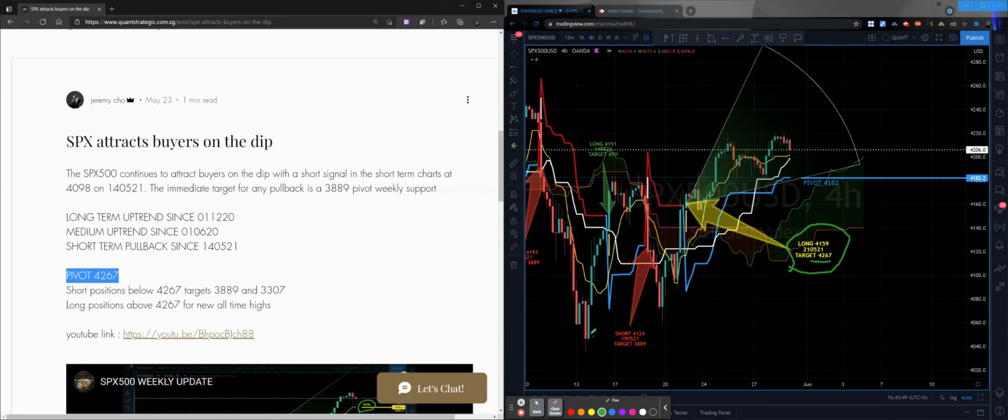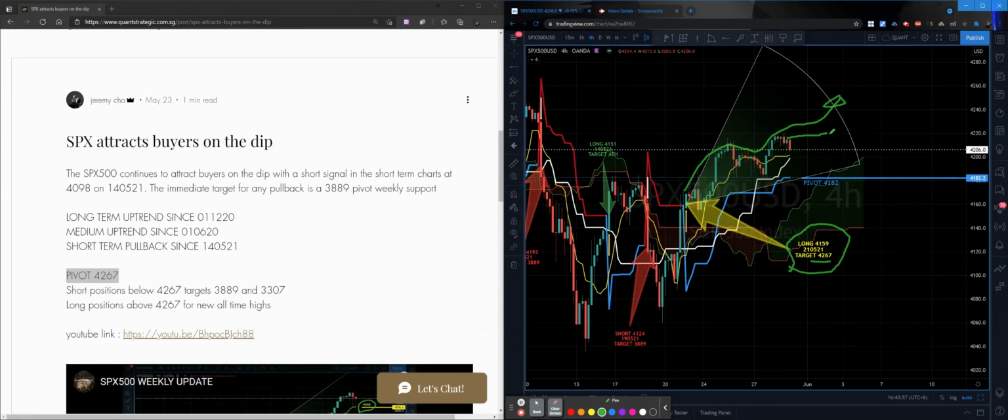Currently the long signal on the 4-hourly is still in force, and if we are able to continue and crack through that 4165 level, 4267 level, perhaps you can get higher highs and close off the month of June making new all-time highs.